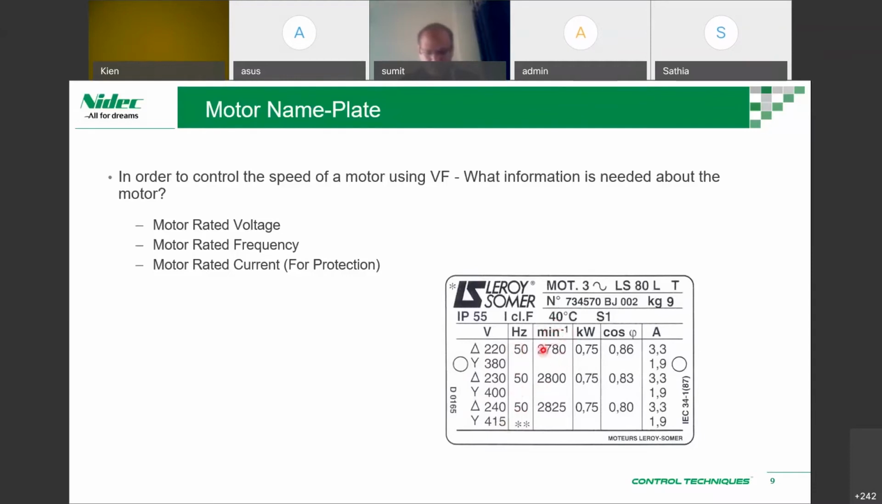You can see the RPM changes slightly. And then you have the power, 0.75 kilowatt. And then you have the cos phi, which is the power factor, 0.86, 0.83, 0.80, which is applicable to this range.